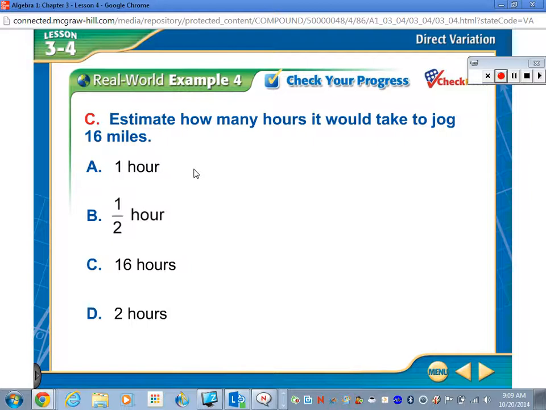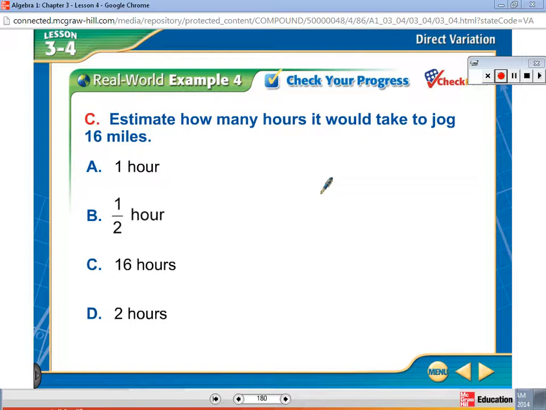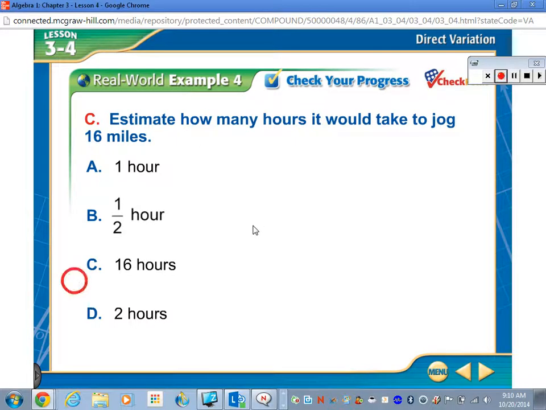So now how many hours would it take, estimate how many hours it would take to jog 16 miles. So you're using your formula that you got, and let's write that out. And that was D equals 8H, and we know 16 equals 8H. Divide both sides by 8. H is 2. So your answer should be D, which is 2 hours. And that's how you're getting it. We're using the equation that we wrote previously.